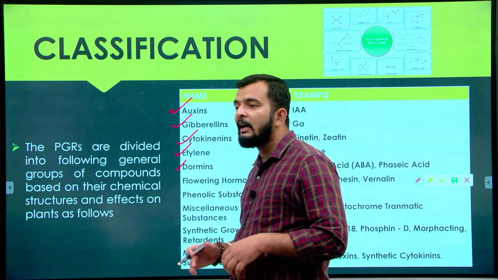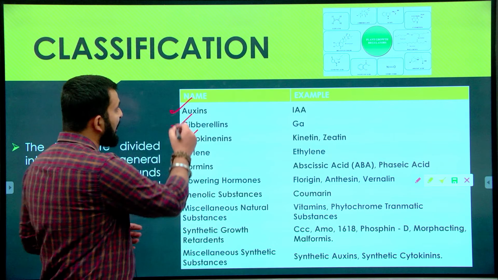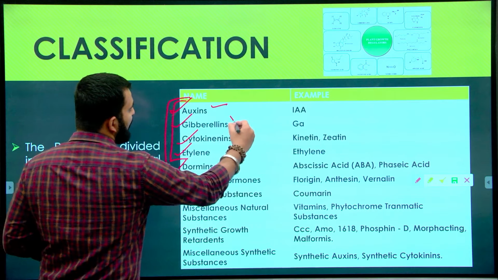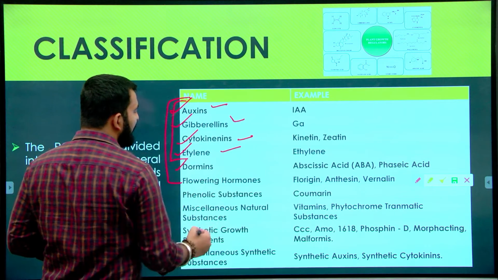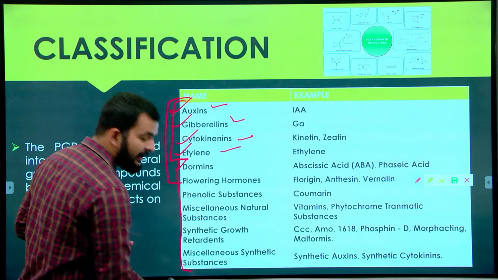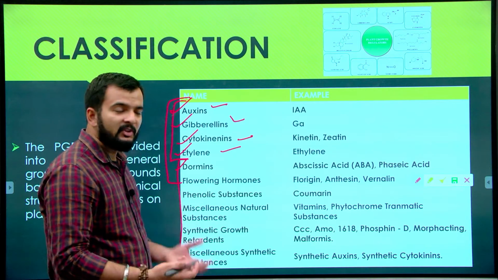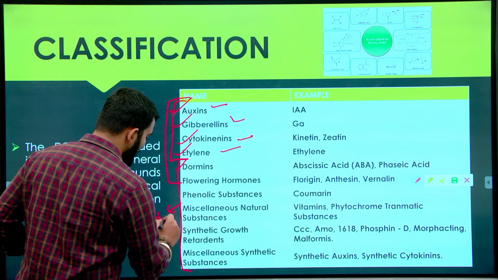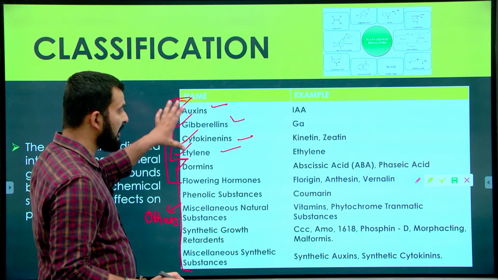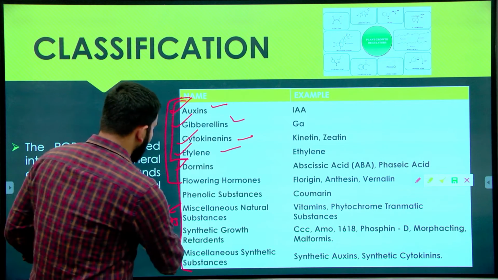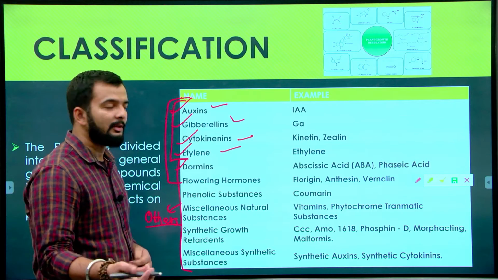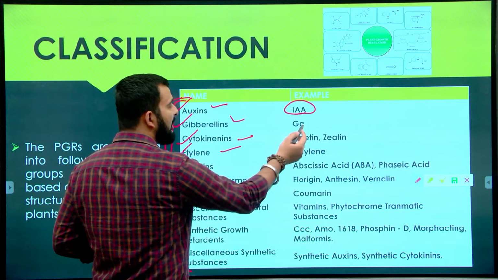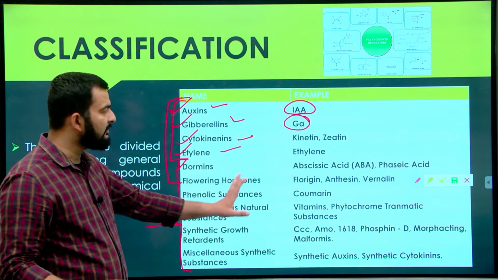Generally, you categorize them into 5 categories. Out of those 5, 4 are auxin, gibberellin, cytokinins, and ethylene. All other growth regulators or growth substances are categorized under the category other substances. So we will study these 4 and then the other growth substances. Under auxins we have examples given here: IAA, and for gibberellin, GA. We will read about all of these in detail now.